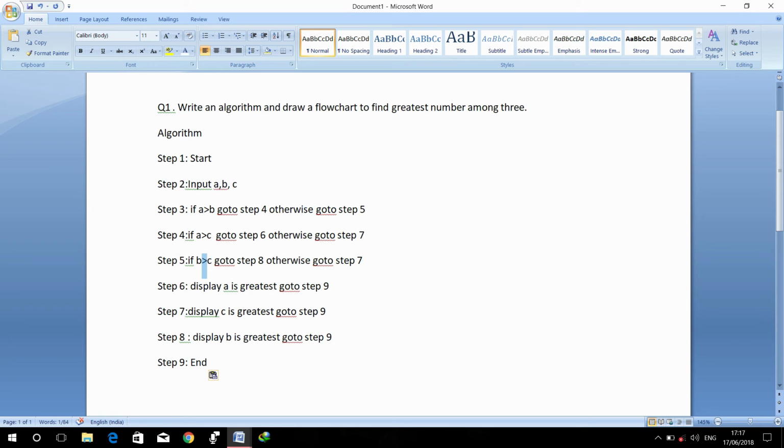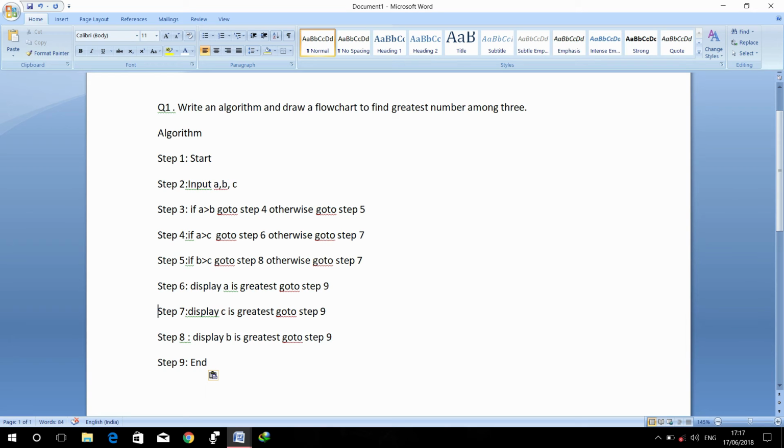So it goes to step number 7 and displays C is greatest, and again goes to step number 9 and the program will end. Now the last condition is A is not greater than B. So it goes to step number 5. Now B is not greater than C. So it goes to step number 7 and displays C is greatest.